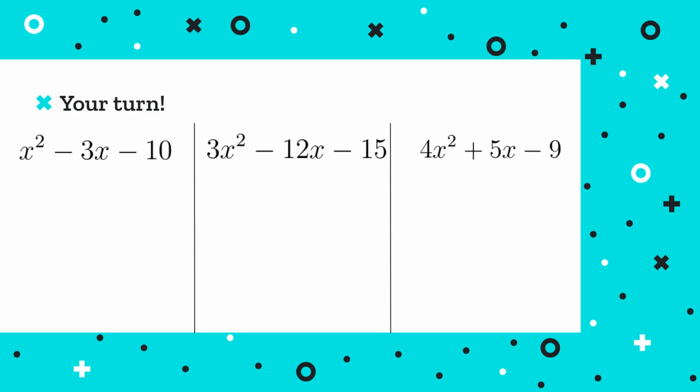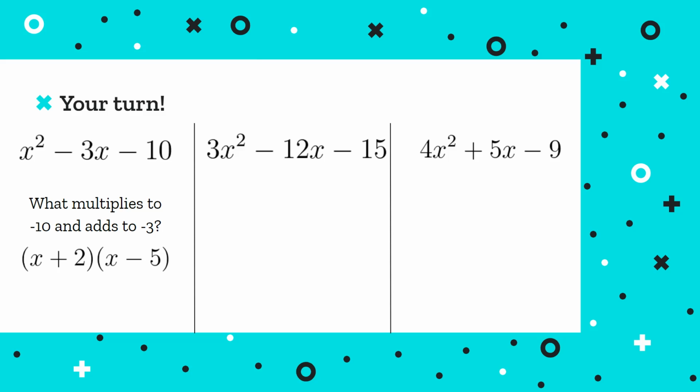Looking at the first question, this is an example in which you would have to use the trinomial factoring method. So ask yourself, what multiplies to negative 10 and adds to negative 3? The numbers 2 and negative 5 fit this description, so the answer is shown here.